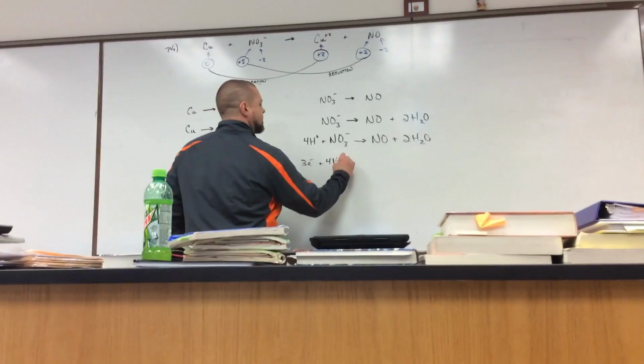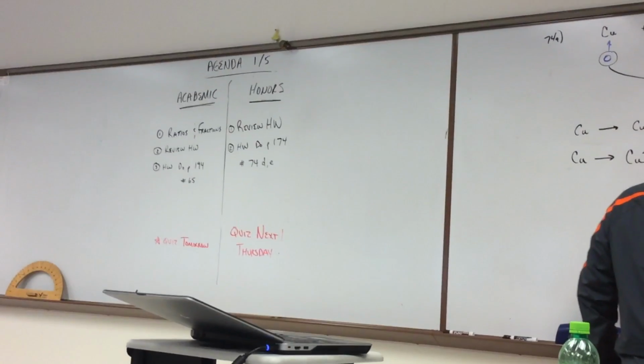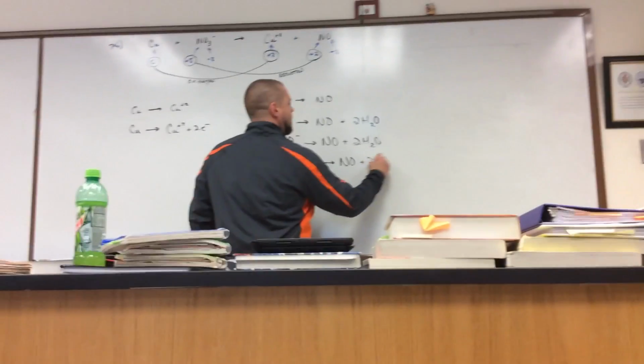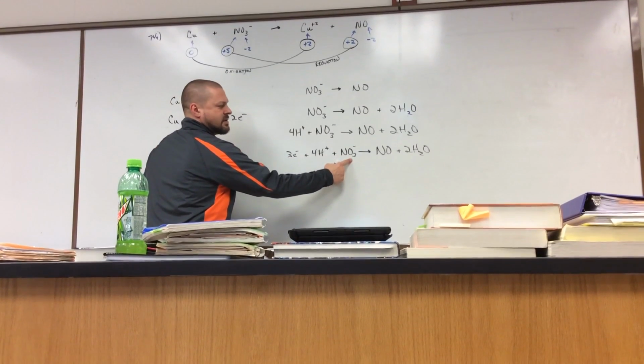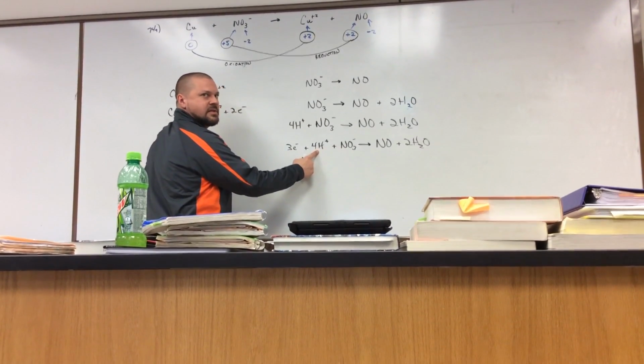Plus 4H plus, NO3 minus yields NO plus 2H2O. So I have 3 negatives, 4 negatives, and 4 positives.